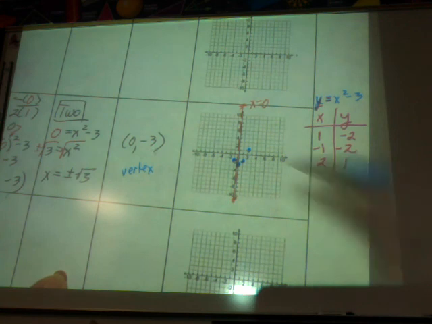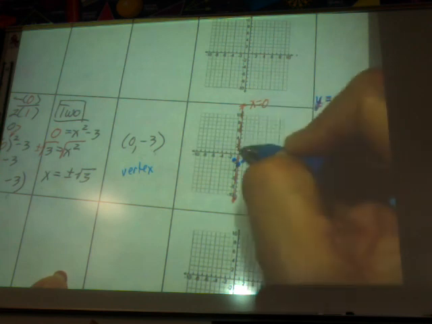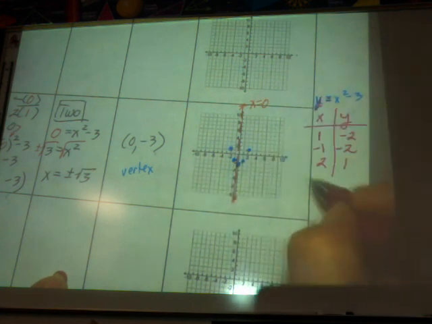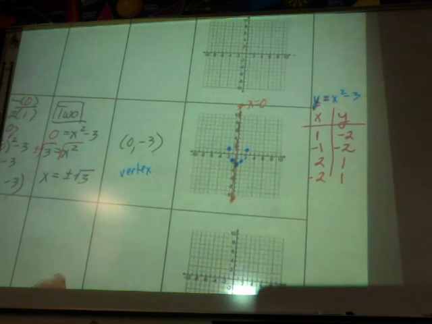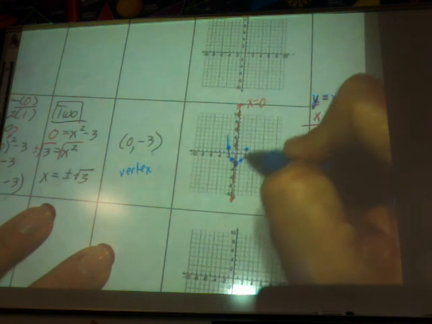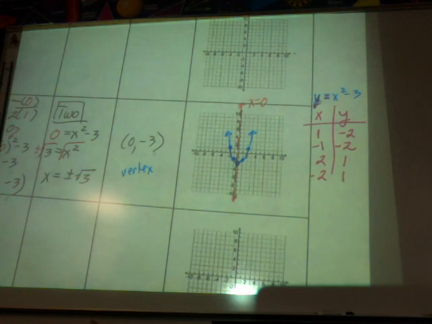Then we're going to choose our symmetrical point on the left. How far is this from the axis of symmetry? 2. So go 2 to the left, 1, 2, and what ordered pair is that? Negative 2, positive 1. Then, can't you make a nice curve with your parabola? And you're done. So that went quicker than the first one, right? Our next one will go even quicker because you're going to get better each and every time.